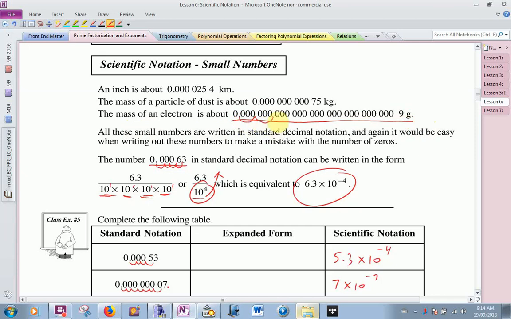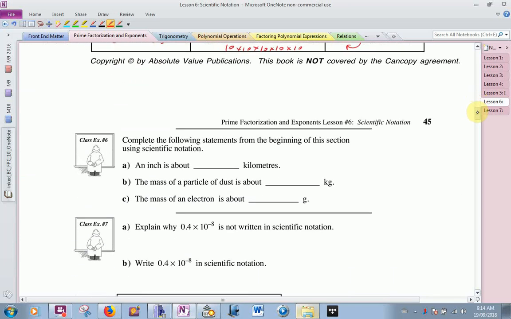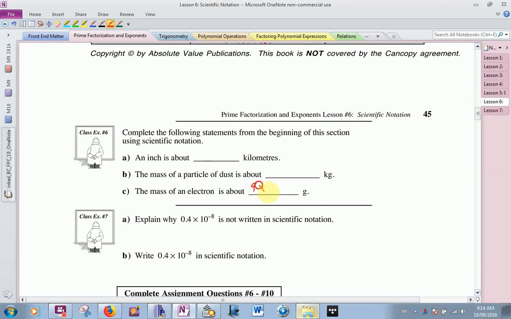3, 6, 9, 12, 15, 18, 21, 24, 27, 28. Why? 9 times 10 to the minus 28 grams.